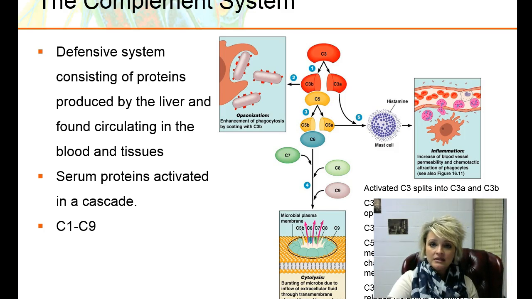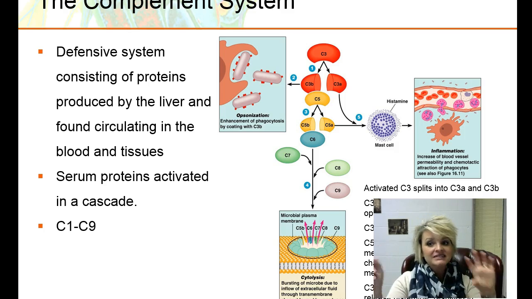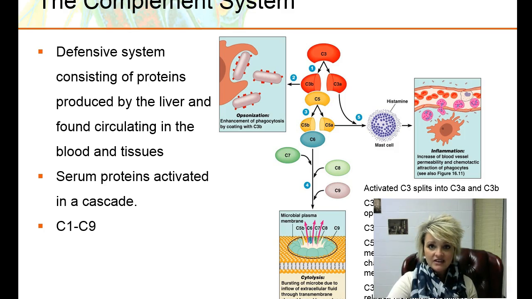C3b automatically then activates C5. And what happens when C5 gets activated is it breaks into C5b and C5a. C5b combines with C6, C7, C8, and C9 to give us this huge complex called the membrane attack complex. The membrane attack complex, or what we nickname the MAC, M-A-C, is a very, very large bacterial killer. When it comes into contact with bacteria, it will uptake those and it will destroy it.